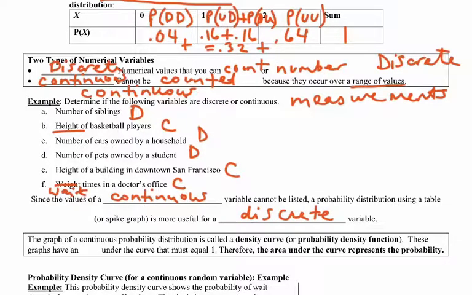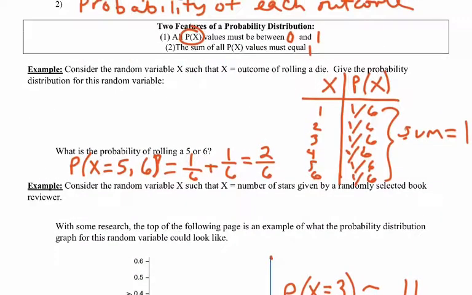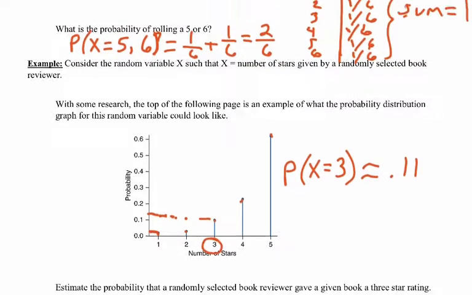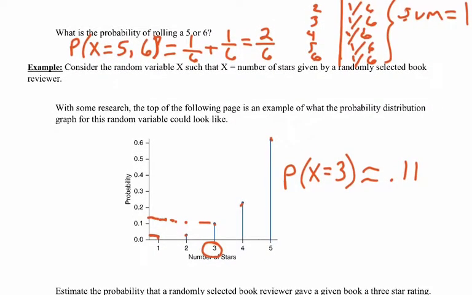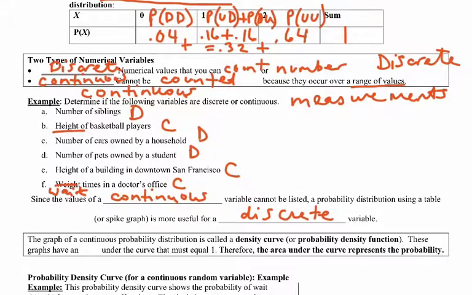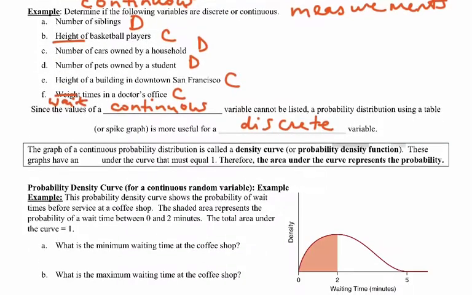And I want to just quickly go back to the first couple of examples we looked at. These were examples of discrete variables. The number of ways a die could land, 1 through 6, those can be counted. The number of stars somebody could give, we only had options of 1 through 5, those can be counted. So you notice that we used a graph, like a spike graph, and a table for both of those. Same thing with the thumbtacks. We used a table to list all of the different probabilities because those were discrete distributions. There are only so many ways the thumbtacks could land.